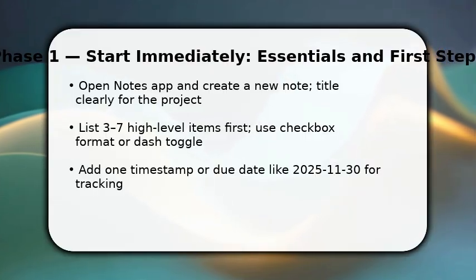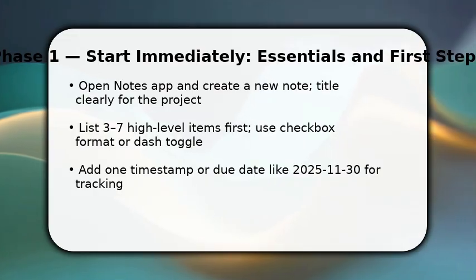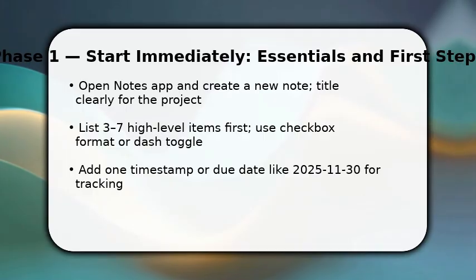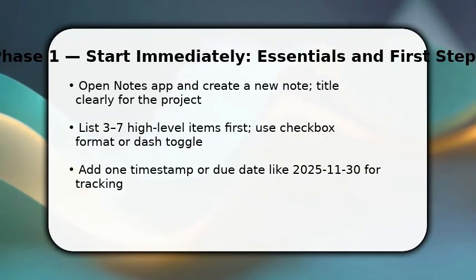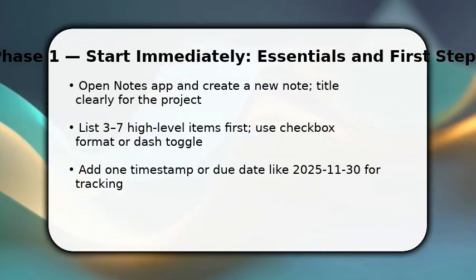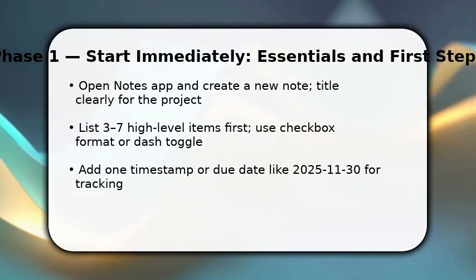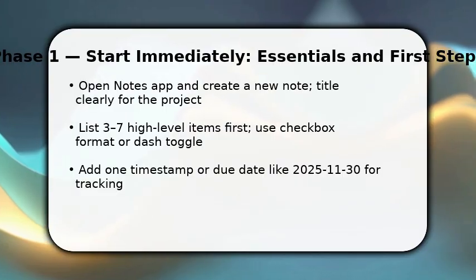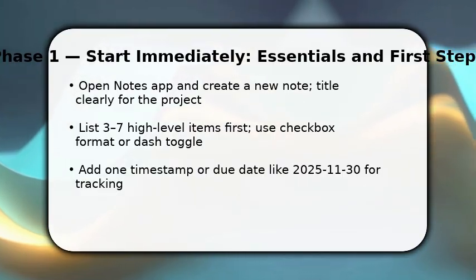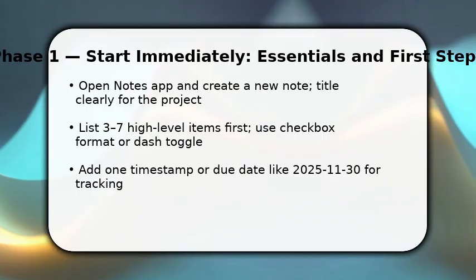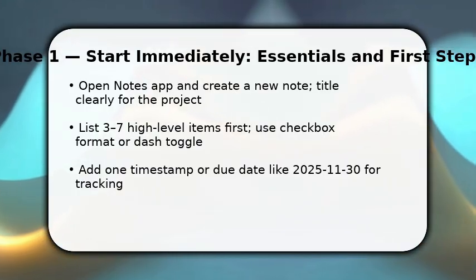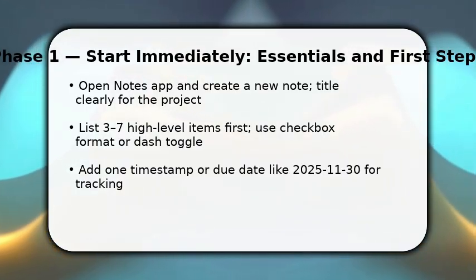You begin by creating the note and naming it for clarity. This anchors the checklist. Next, add 3 to 7 high-level tasks as checkboxes so you have a visible scope. Once done, attach a single timestamp or due date, 2025-11-30, so priorities align. Make sure to include one context tag or short label for searchability. You want an actionable skeleton now, not detailed steps. That comes next, and it keeps momentum moving immediately.